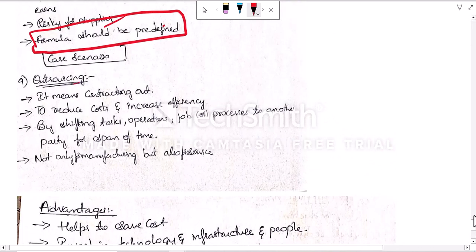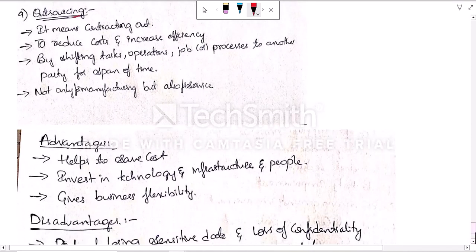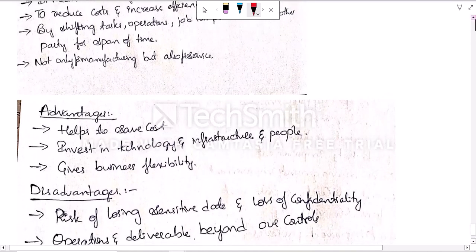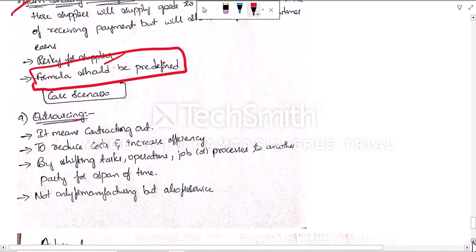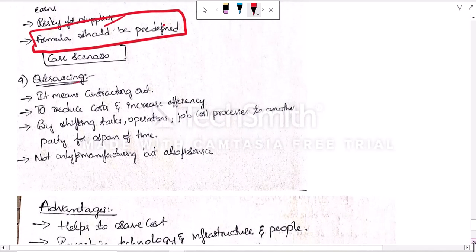Outsourcing. So what is meant by outsourcing? Giving to any other company some input which we need. Okay, it is generally shifting the task that we want to do so that we can reduce the cost and increase the efficiency.